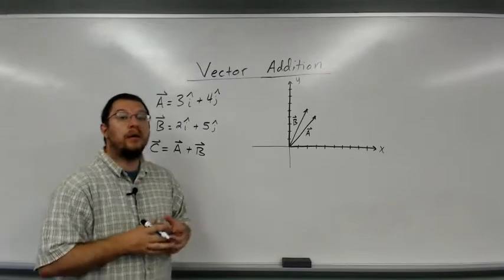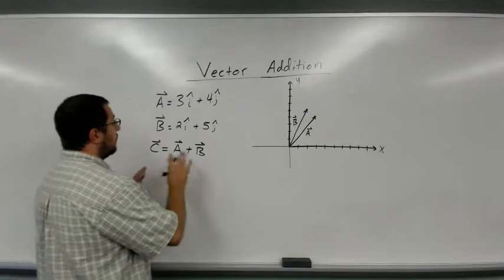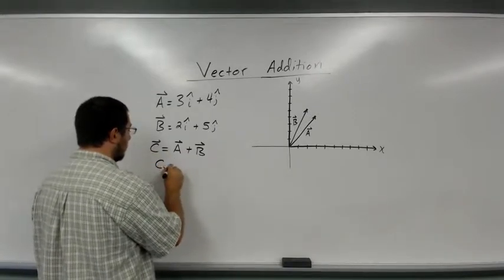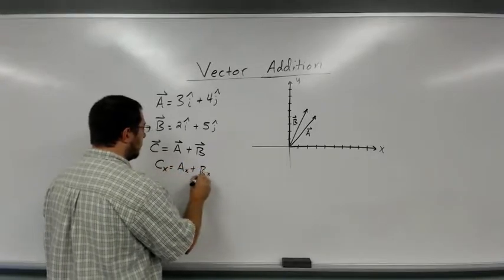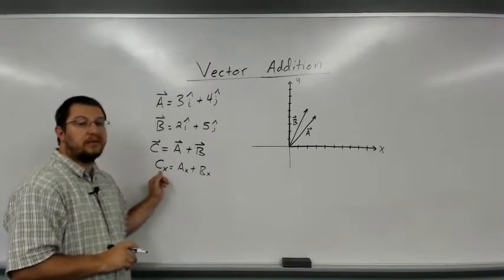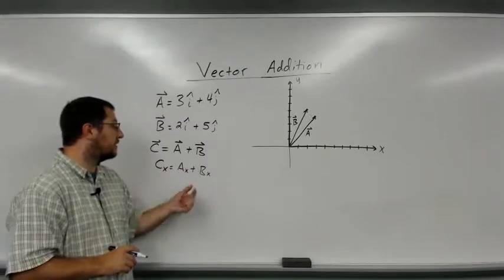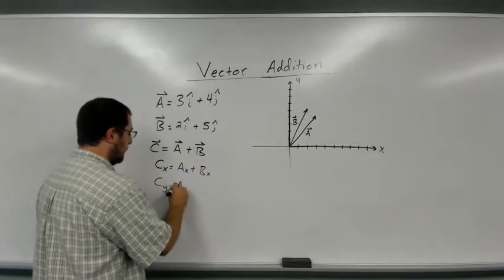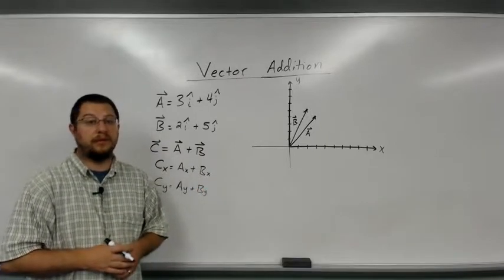Now, the components are extremely easy. To add your components, the components of C are just going to be the individual components in that direction. So the x component of C is just going to be the x component of A plus the x component of B, and the y component of C is just going to be the sum of the y components of A and B.